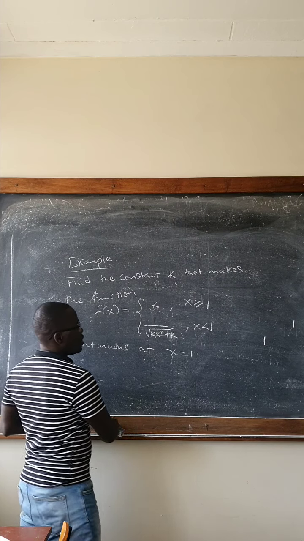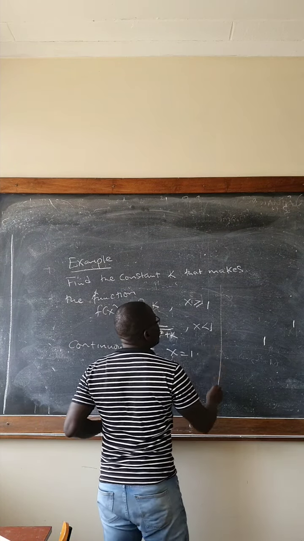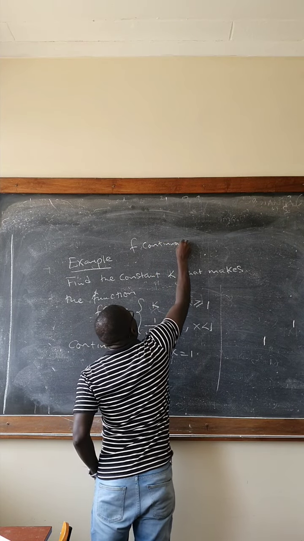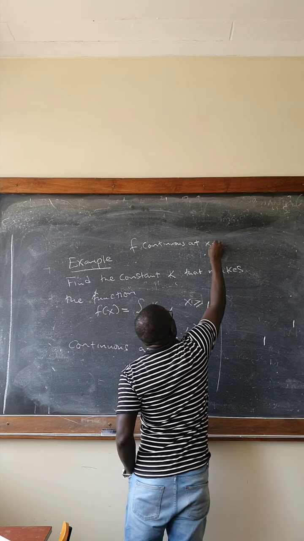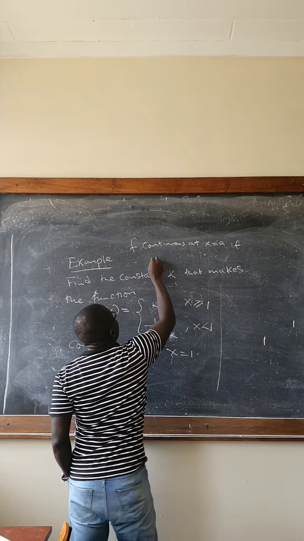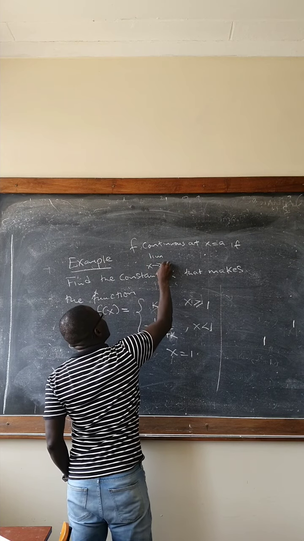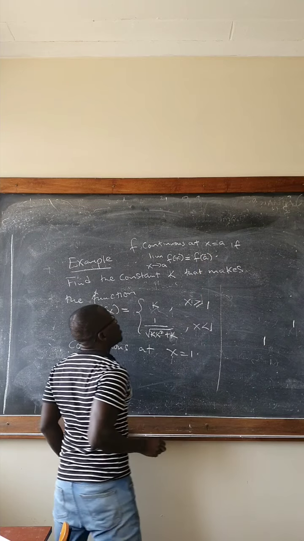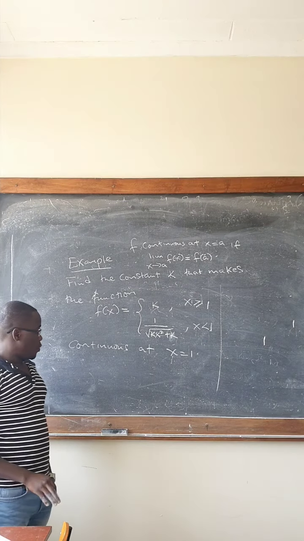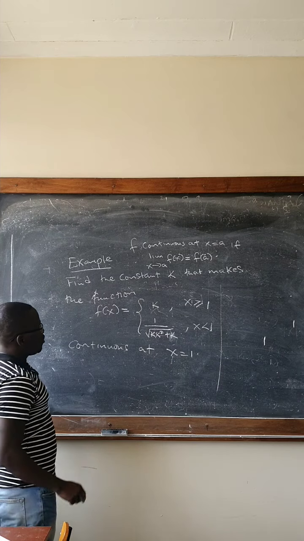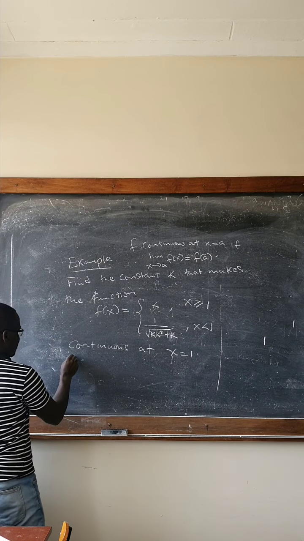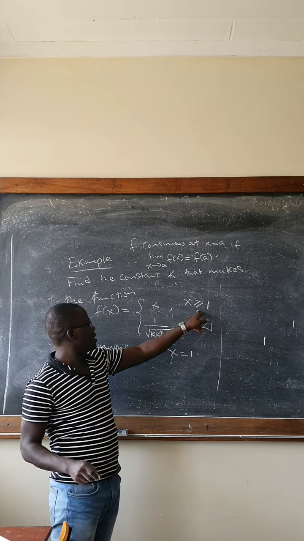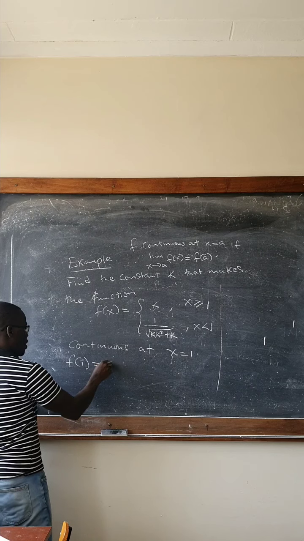So remember, we said that if continuous at x is equal to a, if the limit as x tends to a of f of x is equal to f of a. That is basically the definition for continuity. Now here, we can first of all say what is f of 1. In this function, what is f of 1? 1 lies in this interval, so f of 1 is actually going to be k.